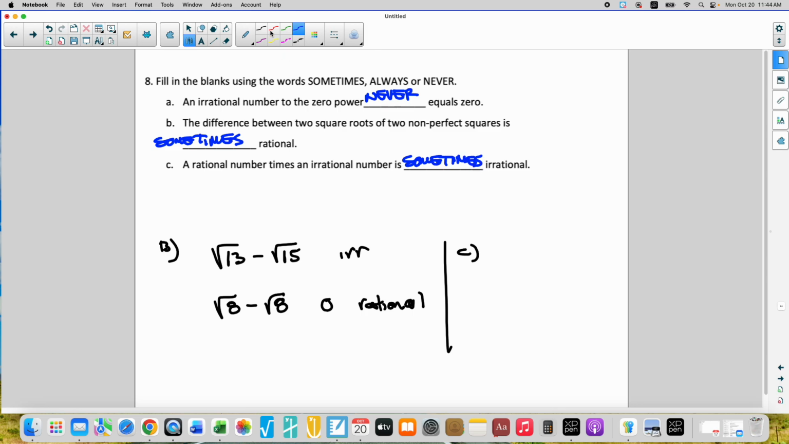So my knee-jerk reaction was that it's irrational because 3 times the square root of 2 is going to equal an irrational number, right? That's a rational number times an irrational number produces 3 rad 2, which is irrational. However, if you take 0, which is a rational number, times an irrational number, well, that's going to equal 0, which is rational. So it is sometimes.